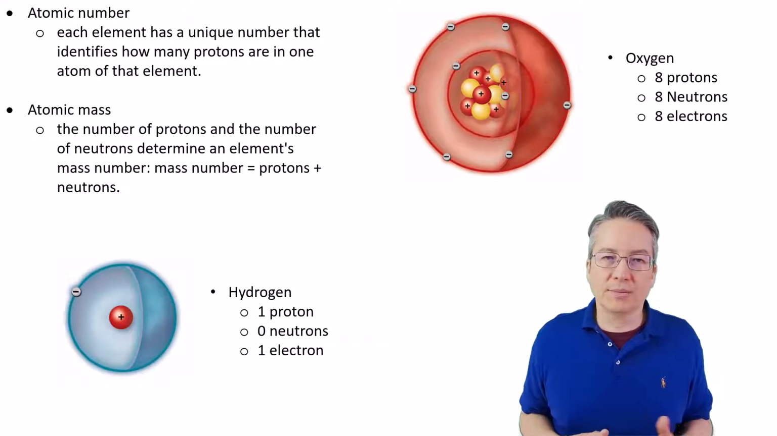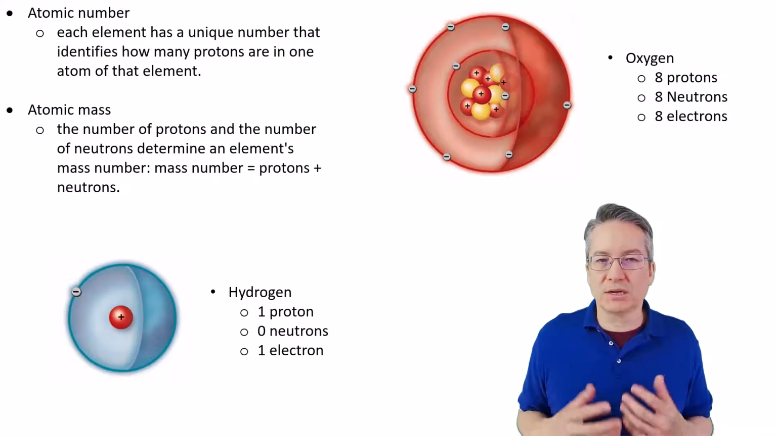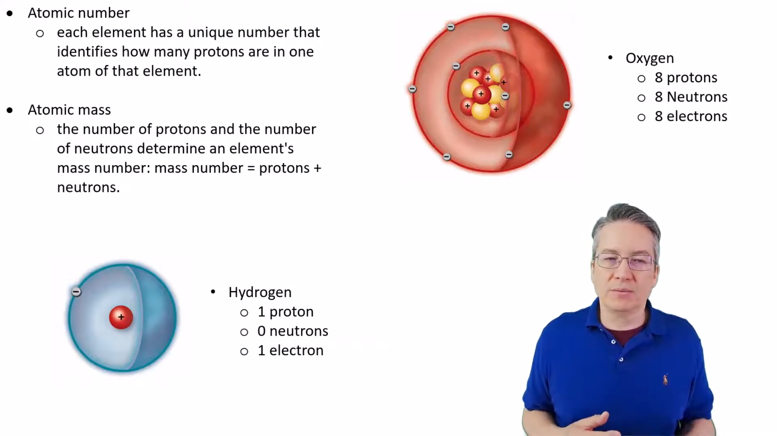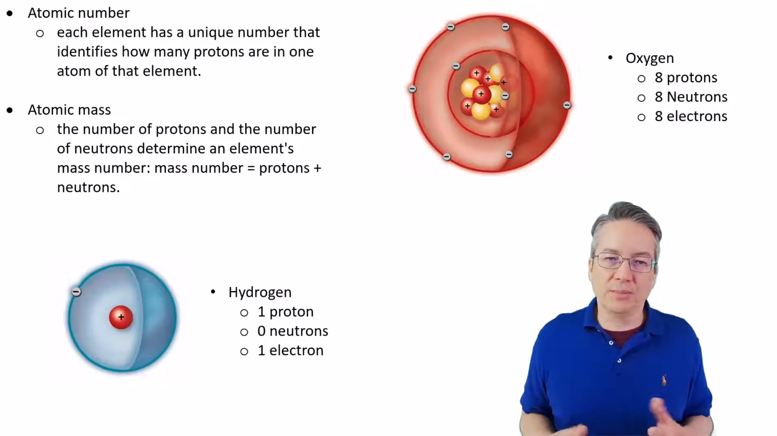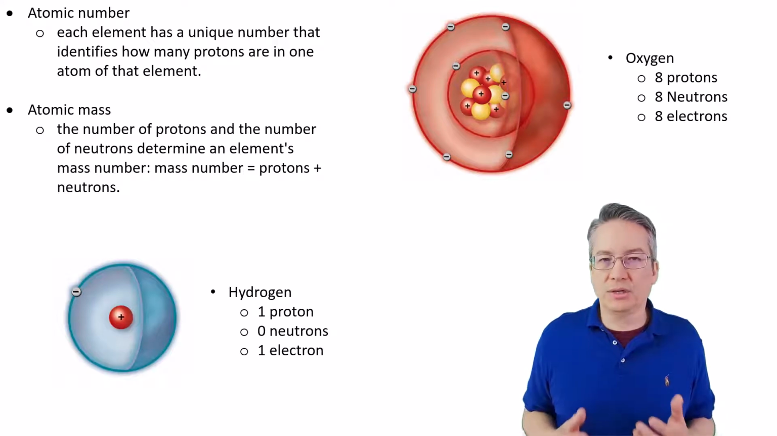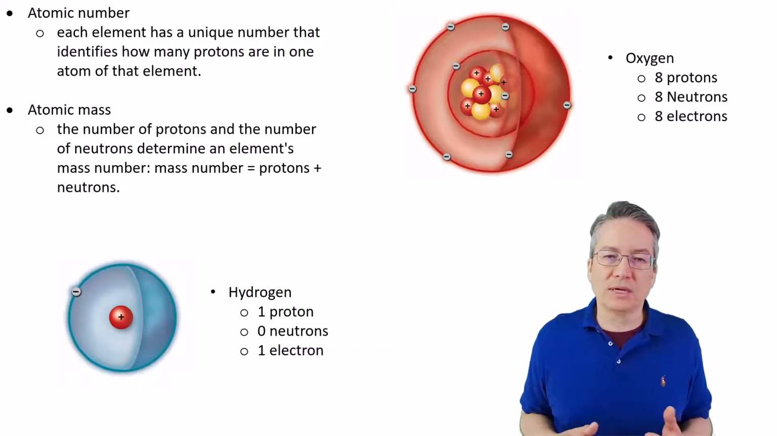Okay, finally, let's talk about atomic mass. Atomic mass is the number of protons and the number of neutrons together. And this determines the atomic mass number. So again, the atomic mass is the number of protons plus neutrons. Now, if you look it up, you'll actually find that the atomic mass is never an integer number. And the reason for this is actually fairly complex. And part of the reason has to do with the fact that there are isotopes.